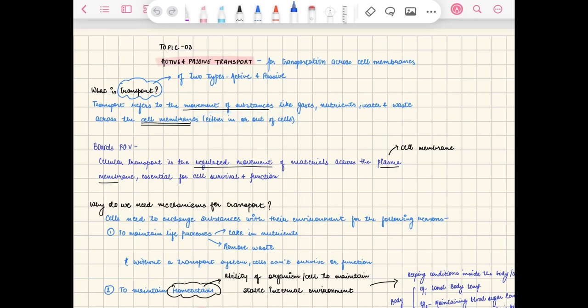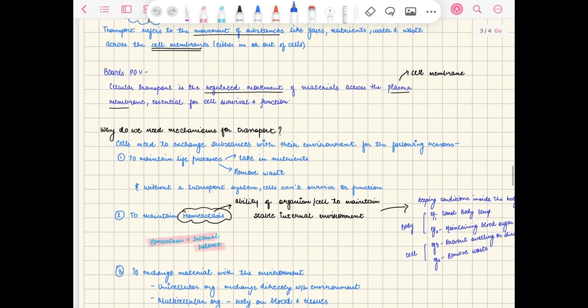Now, we do know that cells constantly need nutrients like glucose, amino acids, oxygen, and must remove waste like carbon dioxide or urea. So, how do they do this? Cellular transport is the regulated movement of materials across the plasma membrane essential for cell survival and function. Now, regulated movement does not mean they take unlimited amount of sources like nutrients or gases and just pass them through. It's important that we know that they take only a small quantity or the required quantity.